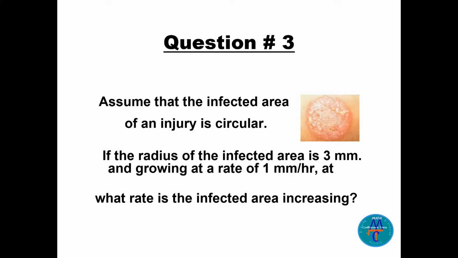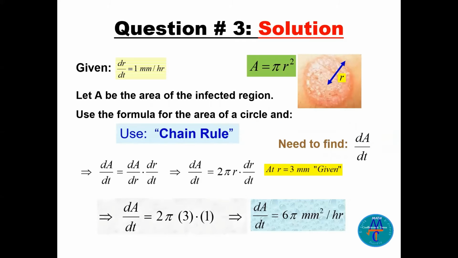Question number 3 is a little application. It's a nice question. Assume that the infected area of an injury is circular. If the radius of the infected area is 3 millimeters and growing at a rate of 1 millimeter per hour, at what rate is the infected area increasing? If the radius is increasing, at what rate is the whole infected area increasing? So we know the area of this infected area, it's a circle, so the area is pi r squared.